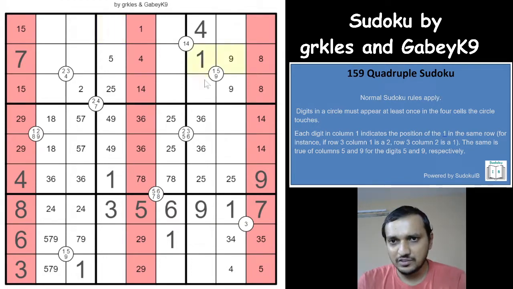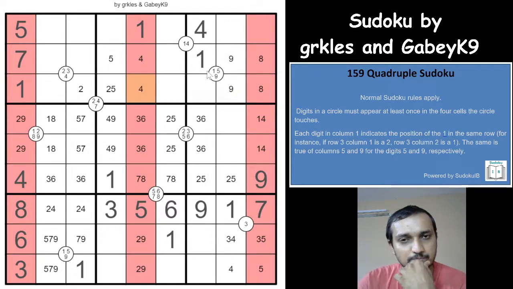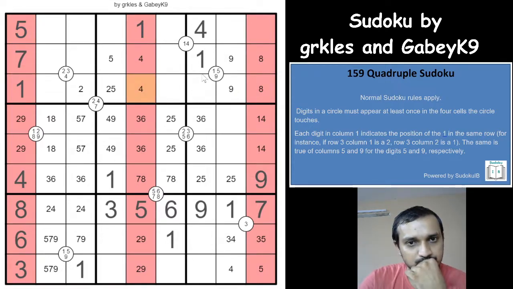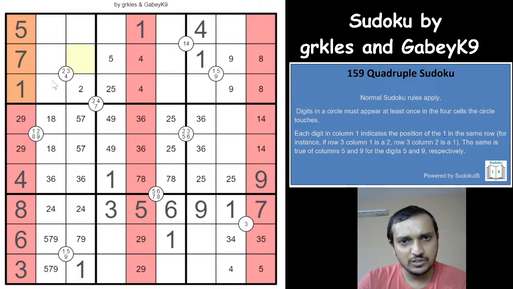Okay, so 5 is in one of these 4 cells. 5 is in one of these two cells. So this column will have a 5 here. That gives you a 1 here, right? That gives you a 1 here, eliminates 1 from this cell. 1, 5, 7, 2, 3, 4, 6, 8 and 9.